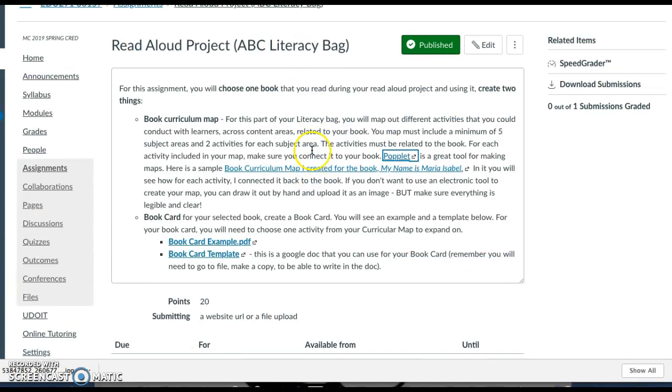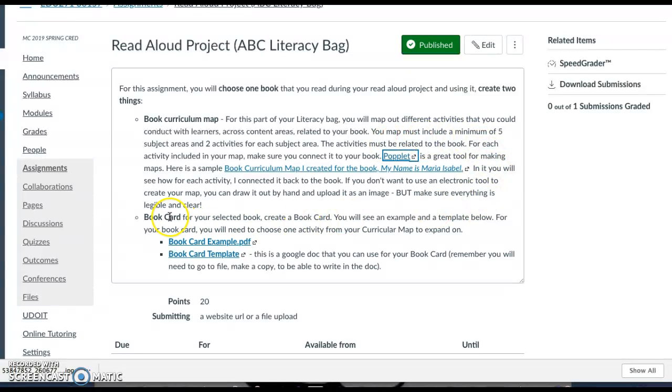The next part is the actual book card. So once you've created the Popplet, if you would rather create another map of some other type, not using Popplet, you certainly do not have to. It's just a really cool tool. If you want to write it out, as long as it's neat and I can really read it, I'm happy with that. Take a picture and submit it. If there's another online tool that you prefer, that's fine. So just make sure that the link is shared or that you have a very clean, neat copy of a handwritten activity or a handwritten map and then a picture of that.